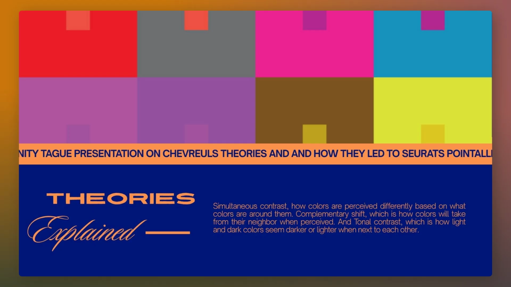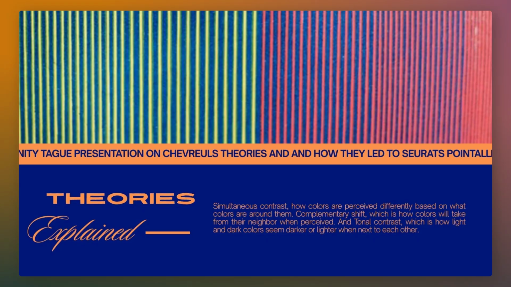My example of this is on the top right of the screen. I like to use that picture with the two purples in the middle with that pink and that blue. Despite the purples being the exact same, the colors that are around them really change what you see. Complementary shift, which is how colors will take from their neighbor when perceived, and my example of this is similar to what Chevreul saw when he tried to sew the different colored twines together. But in this example, the blue within the yellow looks different than the blue within the red strings, but it's actually the same blue throughout.